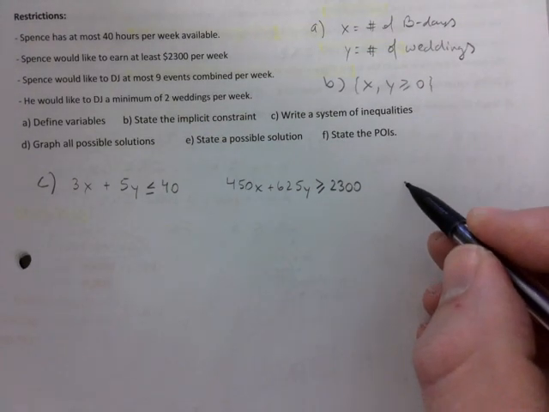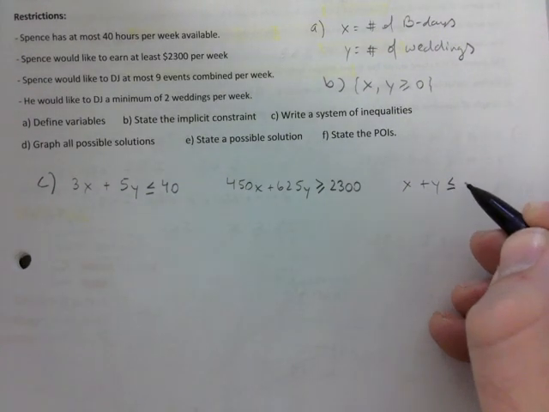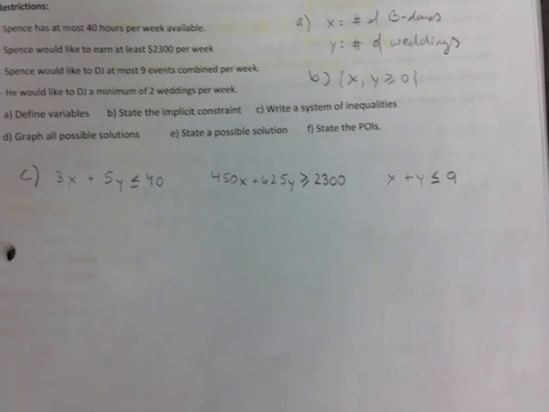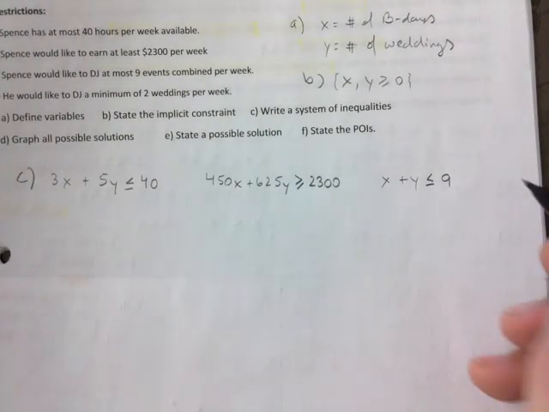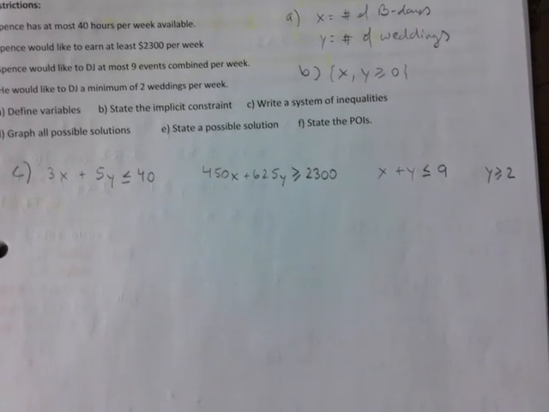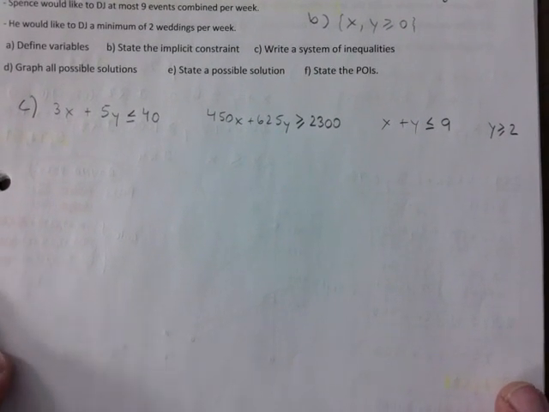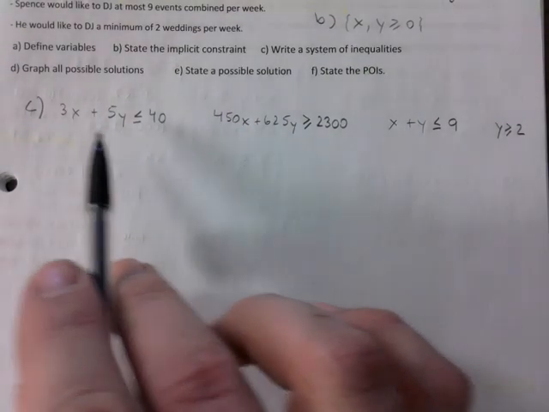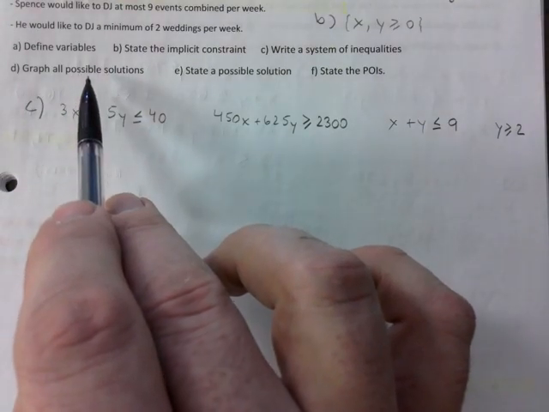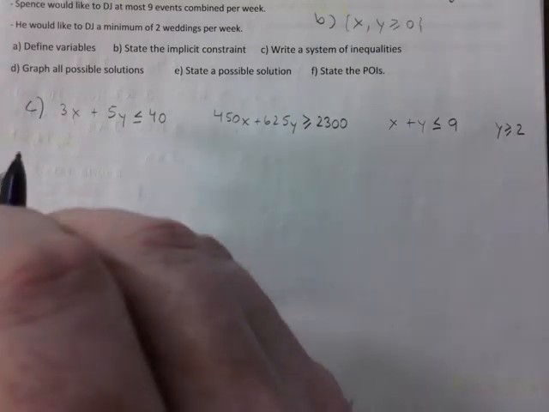Then we had that x plus y had to be less than or equal to 9, like the number of events combined. And last but not least, y is greater than or equal to 2. Sorry, that's a little cramped, but we'll be all right because that's a special case. So this will be writing the system of inequalities, and now we're asked to graph all possible solutions. So basically come up with a graph. So let's find the intercepts here.